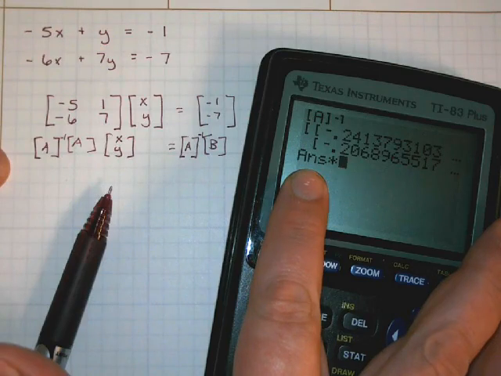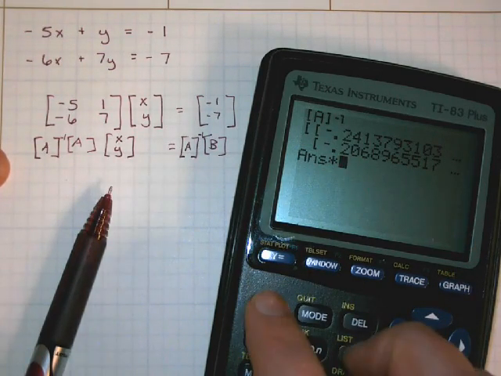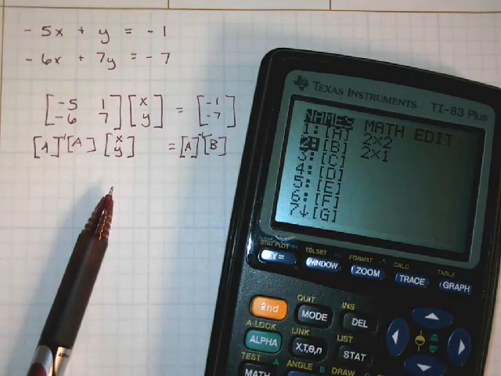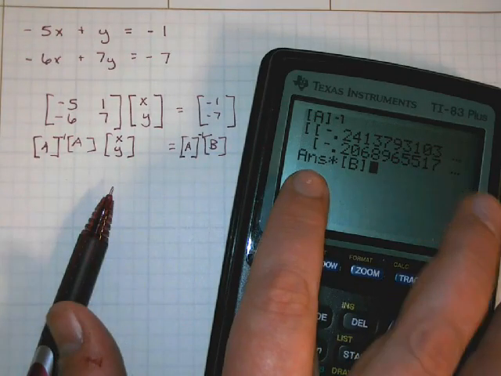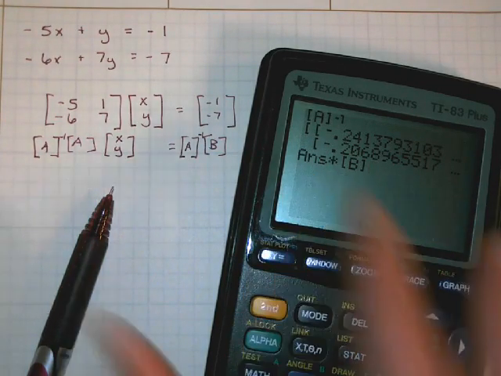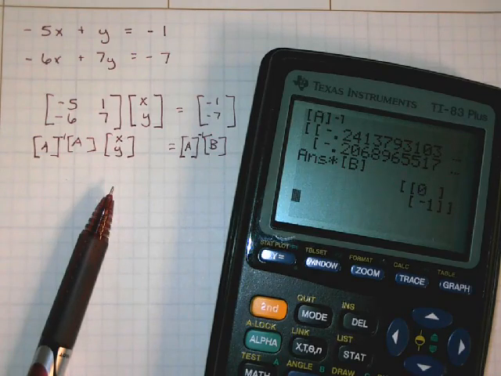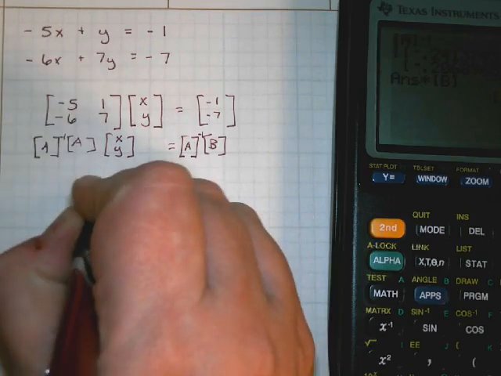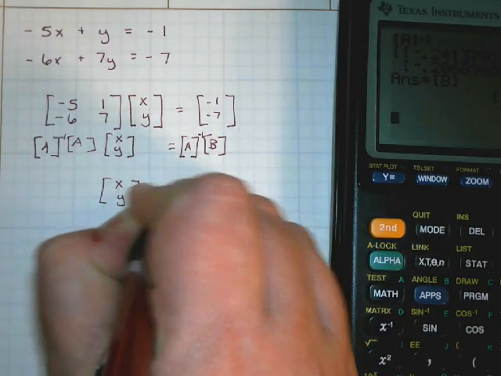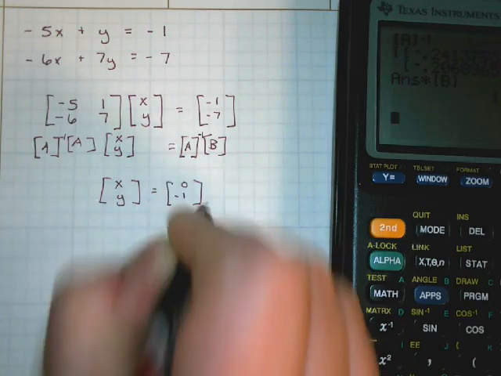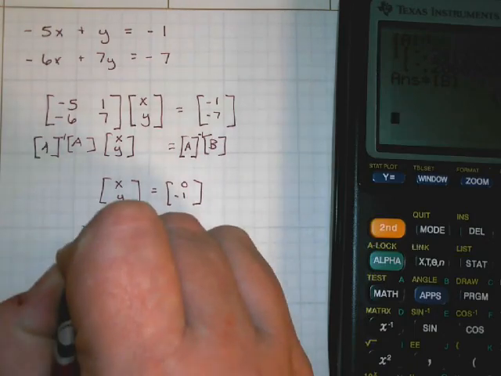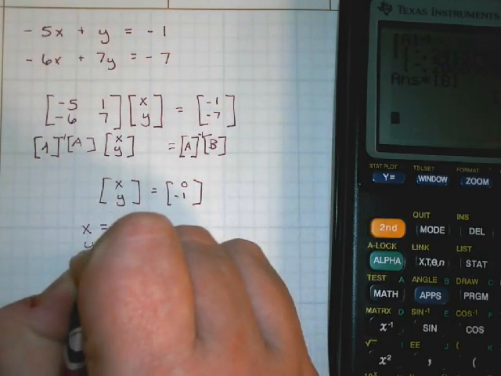And all I have to do now is get matrix B up on the screen. So I'm going to do second, x to the -1. I'm going to arrow down to matrix B and hit enter. So this will give me the inverse of matrix A times matrix B, which is going to give me the number 0 and -1. So that means that my answers here, x corresponds to 0, y corresponds to -1. So this should be x equals 0, y equals -1.